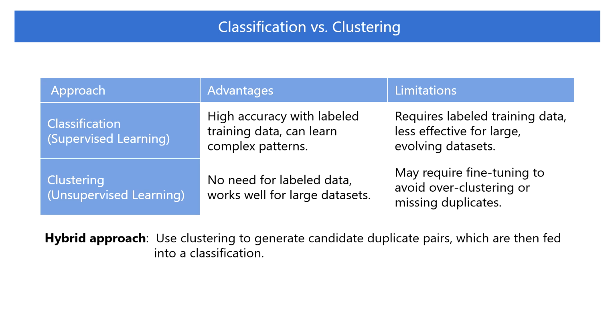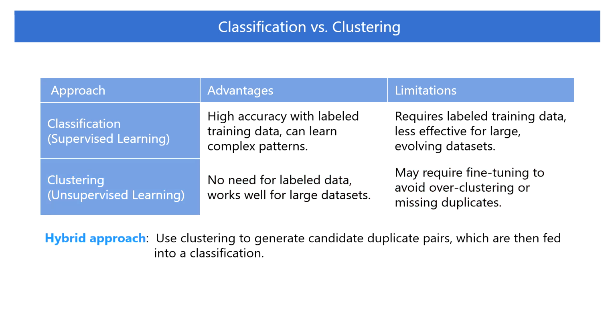As we can see, we can use both classification and clustering to detect duplication in complex data. Classification can achieve high accuracy with labeled training data because it can learn complex patterns. However, it requires labeled training data, and it is less effective for large, evolving datasets. Clustering does not need labeled data, and it works well for large datasets. However, it may require fine-tuning to avoid over-clustering or missing duplicates. For example, when we use k-means clustering, we need to specify an appropriate k-value.